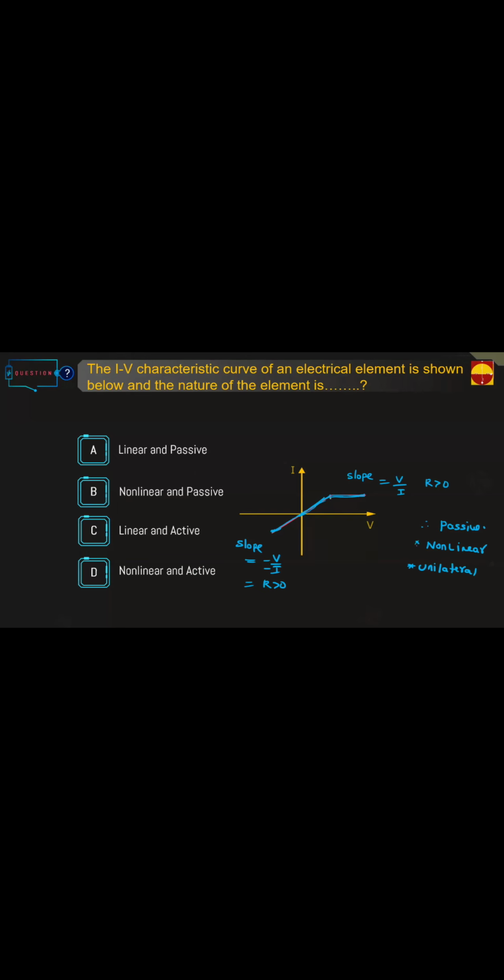Why is it non-linear? It is not one equation of a straight line. After this it is changing. That's why it is passive, non-linear, unilateral.